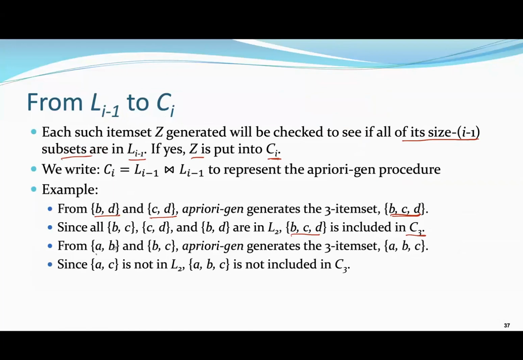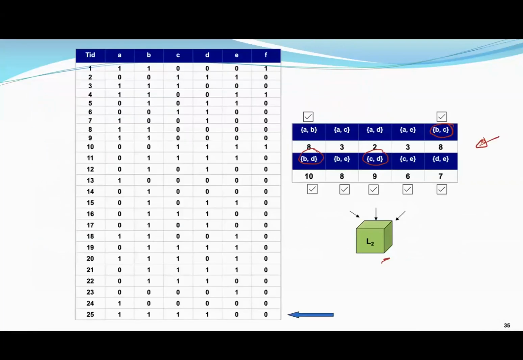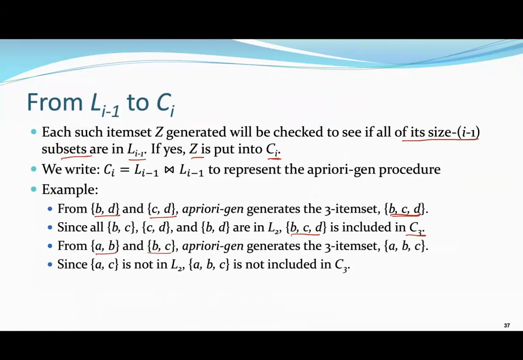Now here is another example. We notice that AB and BC are in L2. We can merge them together to join a larger item set. The result of joining them gives us ABC. Before we put ABC into C3, we have to check whether all of its size 2 subsets are frequent. We already know that AB and BC are in L2, but what about AC? This is another size 2 subset of ABC. So let's check whether AC is in L2 or not.